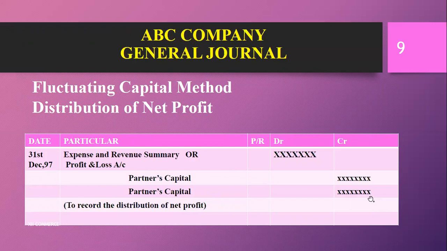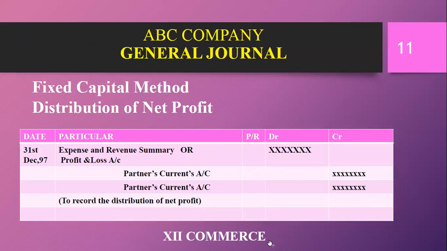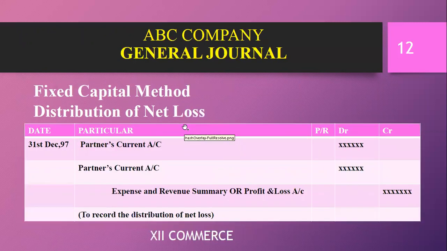This is for the net profit, the fluctuating capital method, where net profit is generated. This is the fluctuating capital method, but the case is net loss. This is the fixed capital method, and the case is net profit, you can see. And this is the fixed capital method, the case is net loss. We have four journal entries and two methods. For the first method, fluctuating, we have net profit and net loss. Then the second one, the fixed capital method, and we have both cases, net profit and net loss. It depends upon the question which journal entry you need to make.